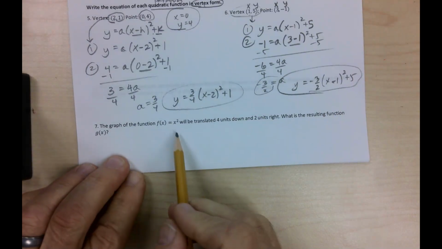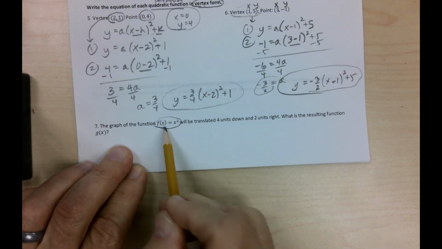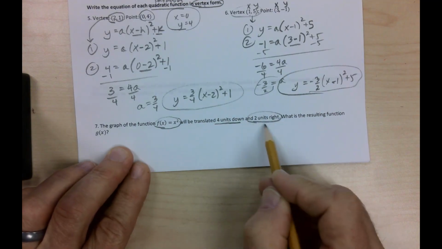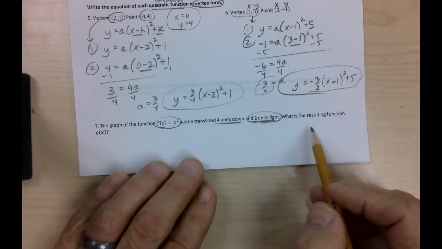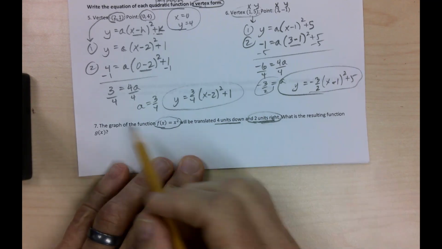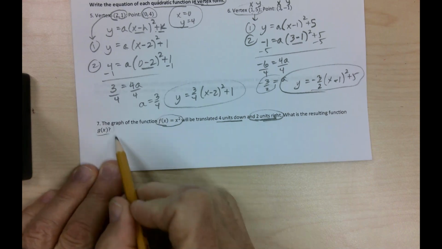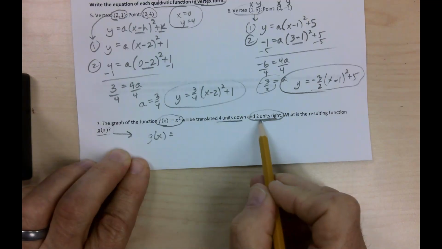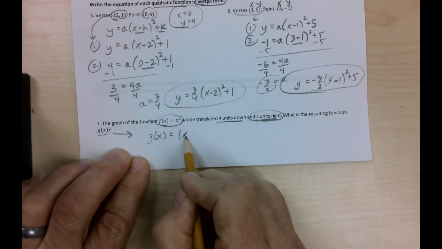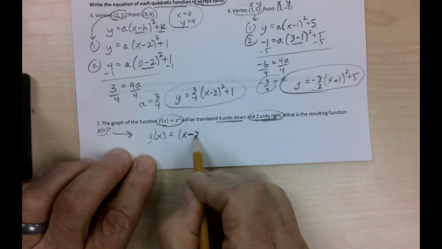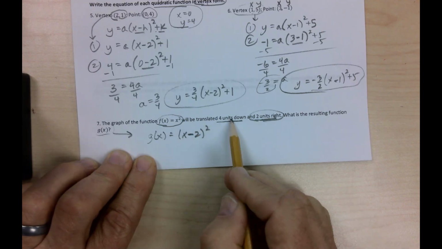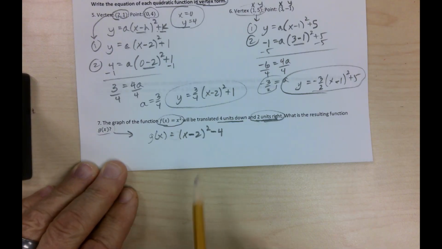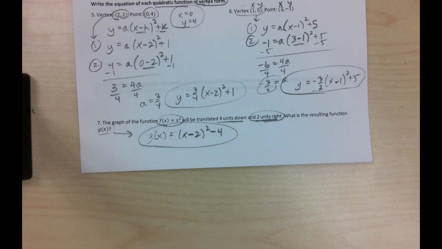Alright, the graph of a function y equals x squared is translated 4 units down, 2 units right. This is where I'm going to start. What is the resulting function g of x? So we're going to go g of x equals, 2 units right just simply means x minus 2 squared, and then 4 units down means minus 4. And they don't say anything about a vertical stretch or anything, so we're done.